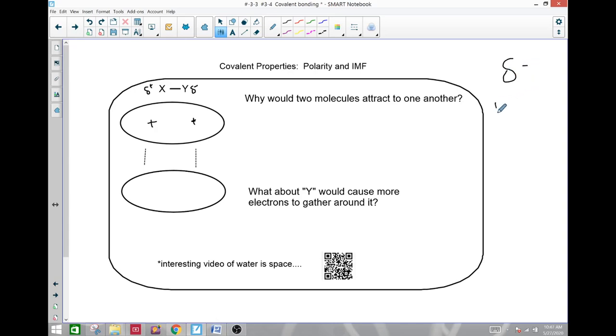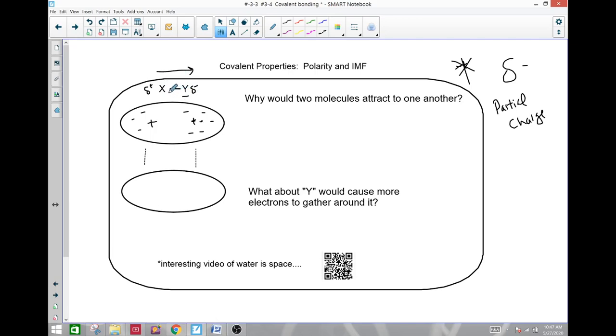Delta negative means partial charge. Is it a full negative one? No, just a slight negative. How can this possibly be? They have protons here and electrons on the outside. Why aren't they balancing to neutral? Well, it turns out that for some reason Y is attracting more electrons around it than X. They're sharing electrons, but when they share, more electrons are heading towards Y than X.